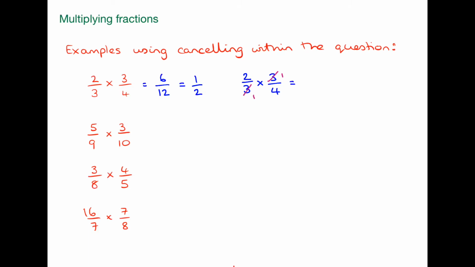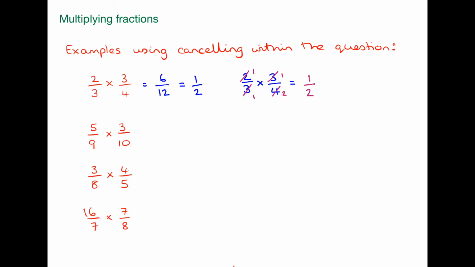We can also look at the 2 and the 4. They'll cancel because they're both in the 2 times table. So that's 1, 2, and that's 2 2s. So now we've done our cancelling. We do our top times top. So now we've got 1 times 1 is 1. And on the bottom, we're left with 1 times 2 is 2.